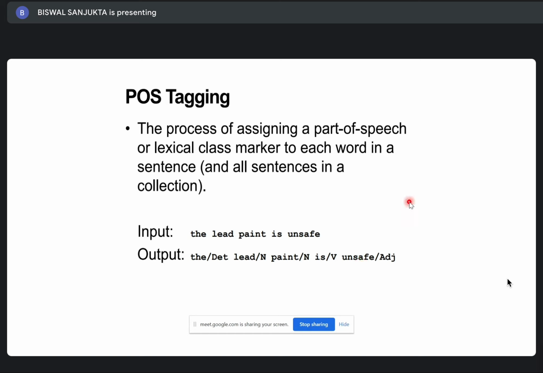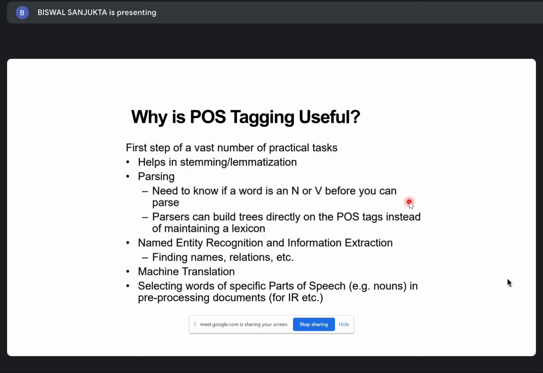That is what we are interested in. If someone is giving us a sentence and we already have a training data set, based on that training data set, I will find out what kind of tag each word, also known as a lexicon, represents, and why it is useful.